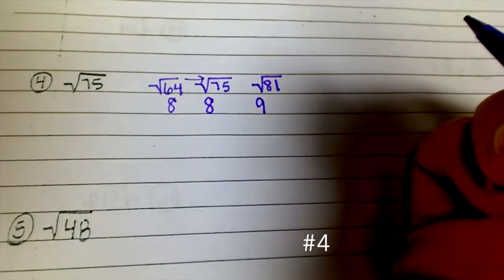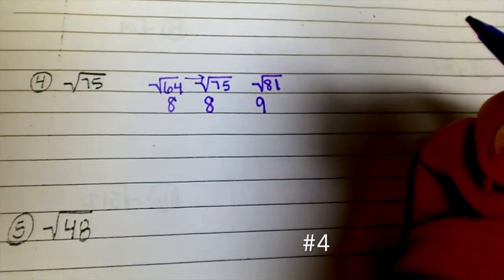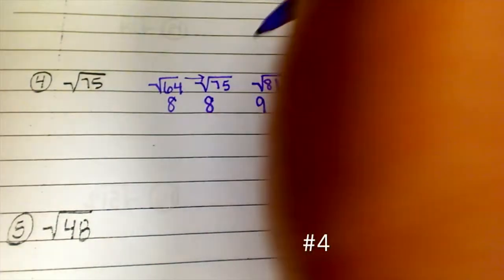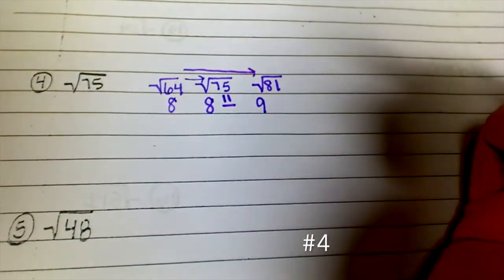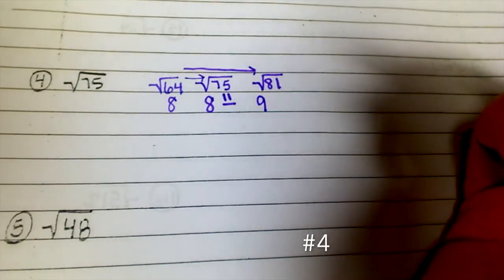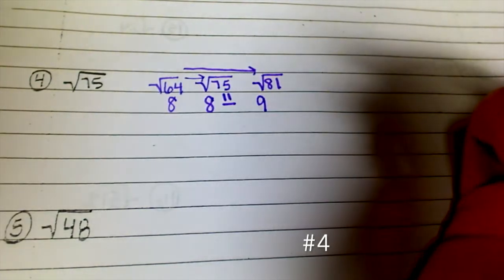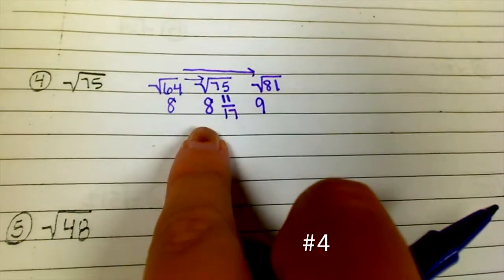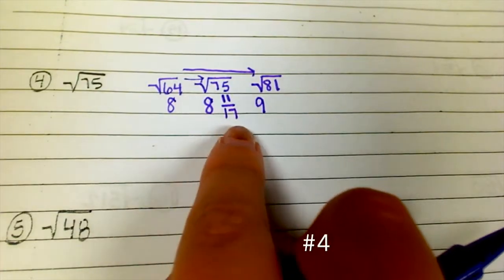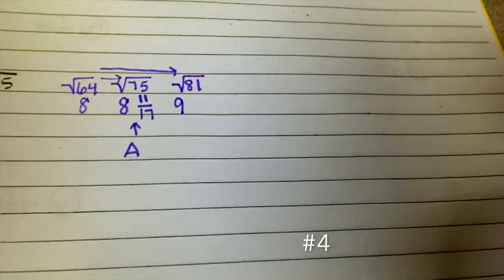What is the distance between 64 and 75? I couldn't hear you, sorry. 11, okay. And what is the distance between 64 and 81? Well, 6 would get us to 70. 10 more would get us to 80. Plus 1 more, that's 17. So this is our approximation: 8 and 11/17.